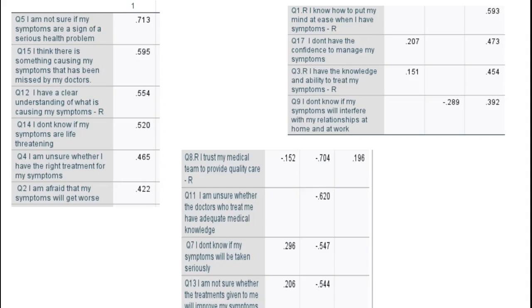And it makes sense conceptually as a factor because it's about trust in the system. I don't trust my medical team. I'm unsure the doctors have adequate knowledge. I don't think my symptoms will be taken seriously, and I'm not sure whether the treatments are going to improve my symptoms. Those all go together in a group.